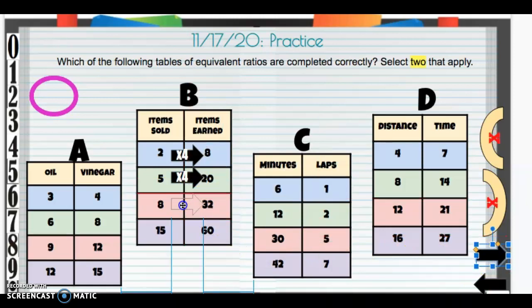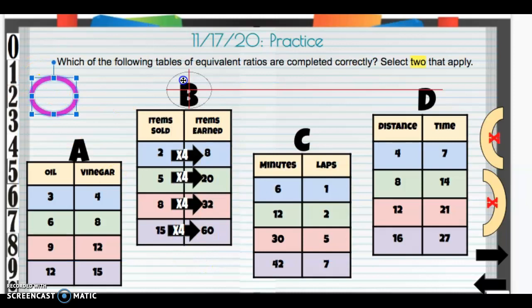Does 8 times 4 give me 32? 8 times 4 does give me 32. And is 15 times 4 60? 15 times 4 is 60. So B is an answer. The reason B is an answer is because the pattern goes through the entire chart and it completes it. So that means it is an equivalent chart.